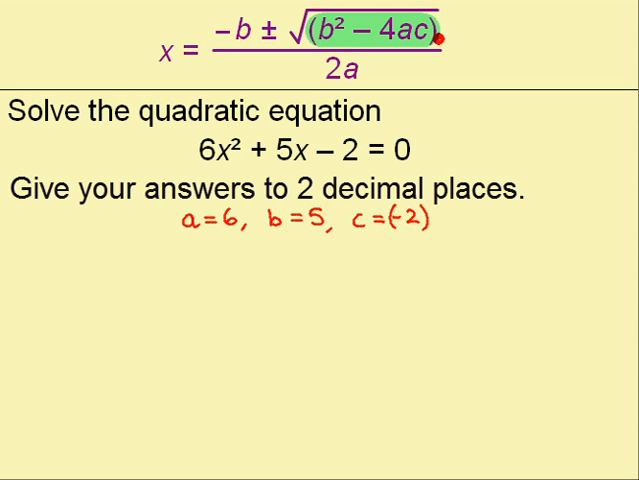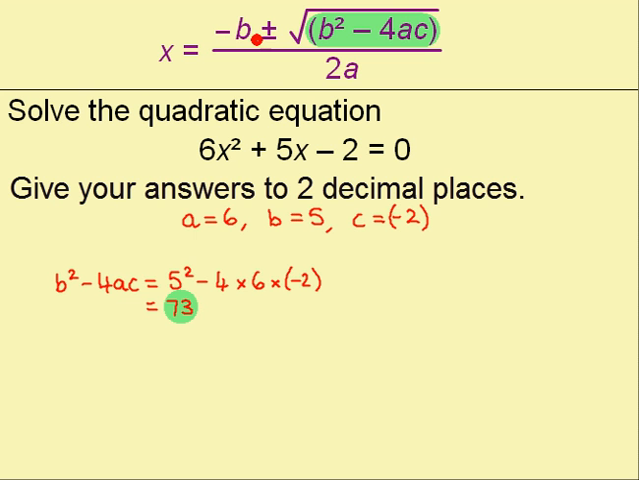Now I'm ready to work out the really important part of the equation. That's b squared minus 4ac. Now I need to substitute in the values for a, b and c. So I start with b, that's 5, and it's squared, so we've got 5 squared, minus 4 times a, which is 6, times c, which is minus 2. I can work this out using a calculator, and I get 73. So I now know that this part here is 73.